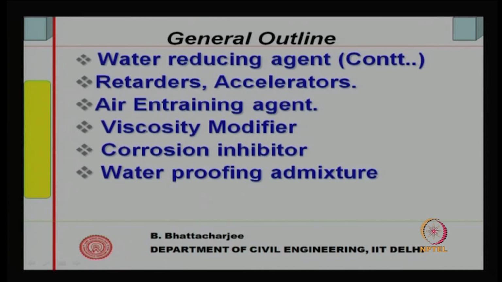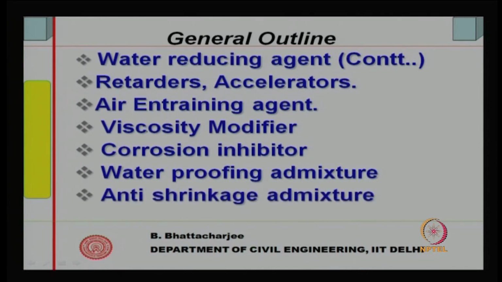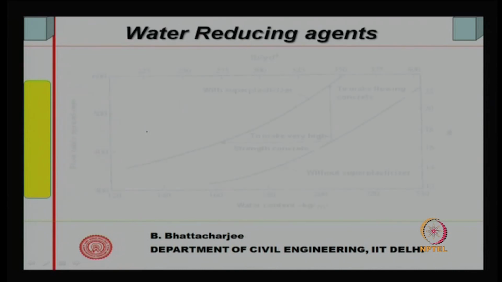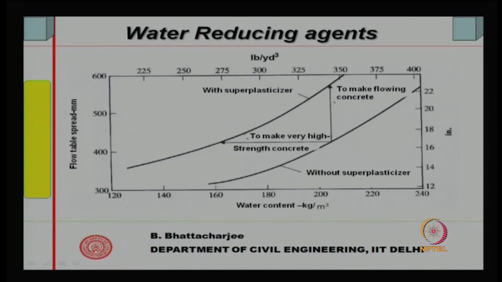corrosion inhibitors, waterproofing admixtures and anti shrinkage admixtures. So, continue from the last class. If you recall, we looked into this diagram which showed that we can use it in different ways. For example, this is somewhat repeated in a slightly different manner in this diagram.